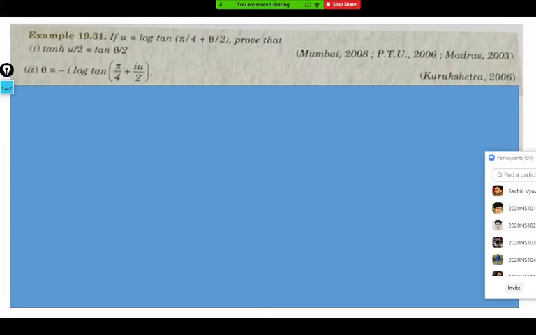So I will read a question. Probably it's not so visible. If u is a log of tan of pi by 4 plus theta by 2, prove that tan hyperbolic u by 2 is equal to tan theta by 2. And second part, theta is minus i times log of tan of pi by 4 plus iu by 2.